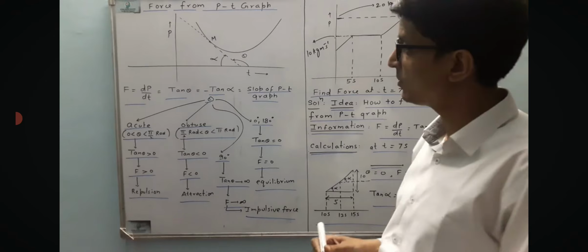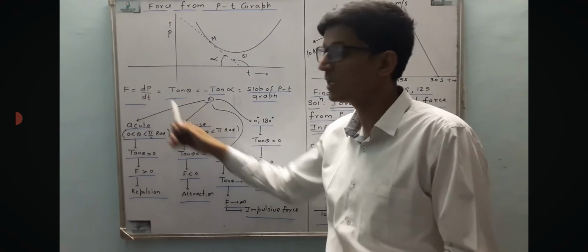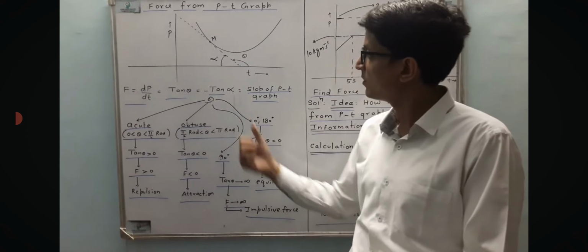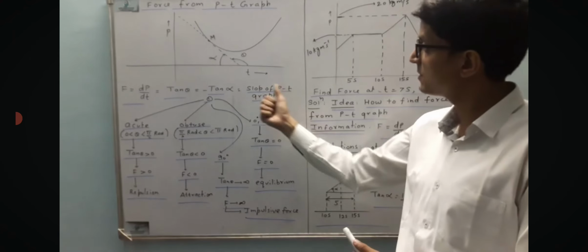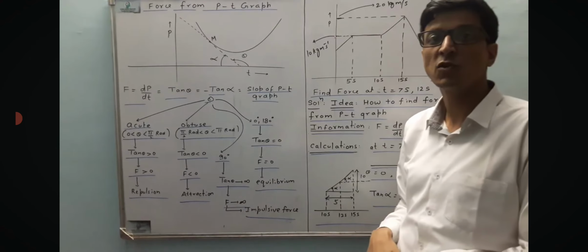Then we know that the force is defined by dp by dt, which is equal to tan theta, which is equal to minus tan alpha, which is the slope of the PT graph, that is, the slope of the momentum-time graph.